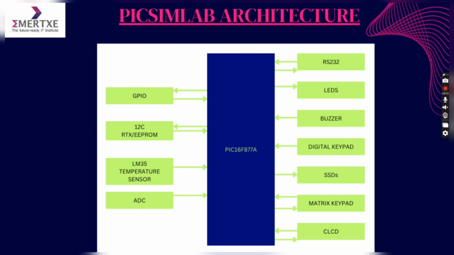Digital keypad and matrix keypad. These are used for taking user input. Buzzer. This is used for providing auditory feedback to the user. CLCD, character liquid crystal display. This is used for displaying text data to the user. Each of these components plays a crucial role in the functionality of our project, and they all work together under the control of the PIC16F877A microcontroller.